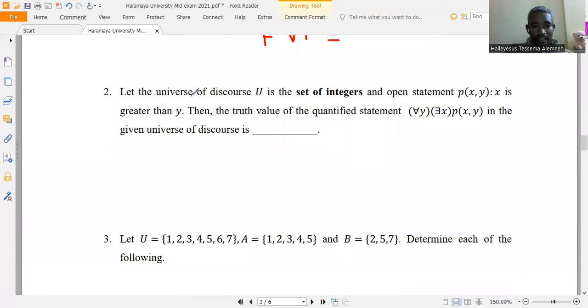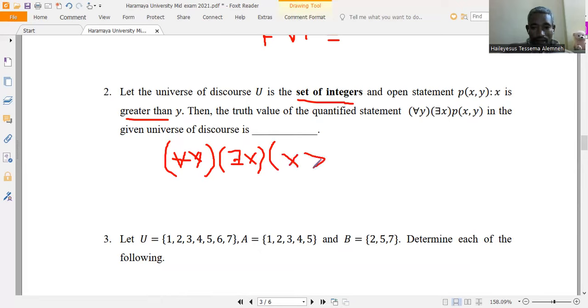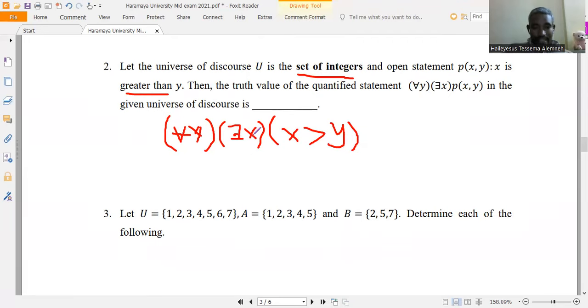Let the universe of discourse U be the set of integers, and open preposition P of x, y: x is greater than y. Then what is the truth value of the quantified statement: for all y, there exists x such that P of x, y, that is, x is greater than y?